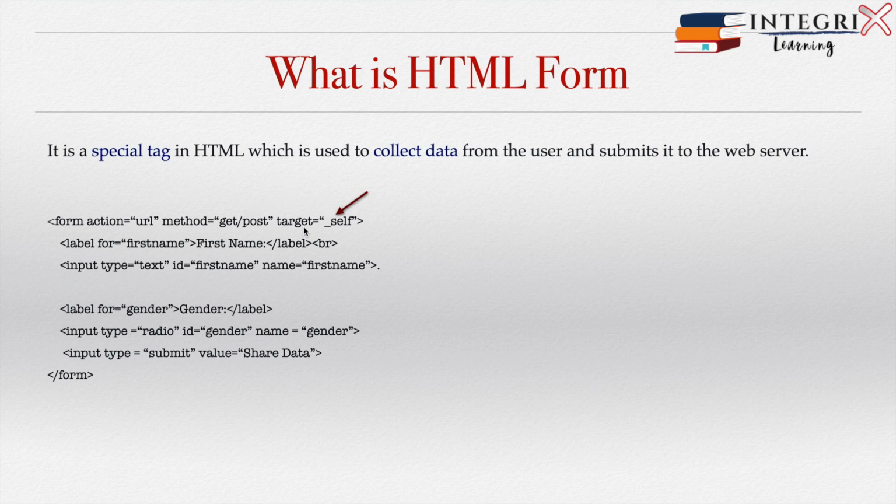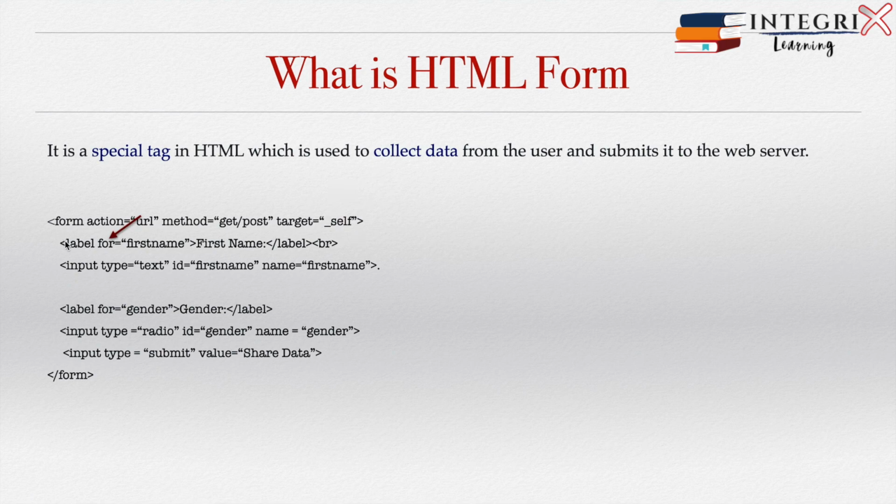Next is the target attribute in the form tag. The target attribute specifies, when this URL action is performed, whether it should open in the same tab where the original requesting page is, or in a new tab. The _self value will make it open in the same tab. If you make it _blank, it will open in a brand new tab.